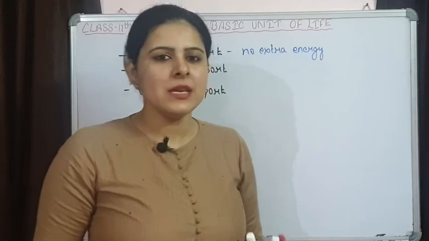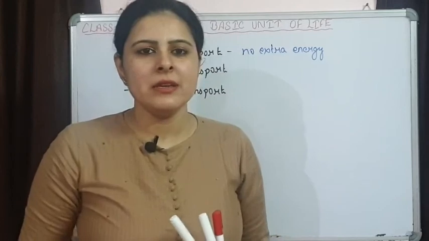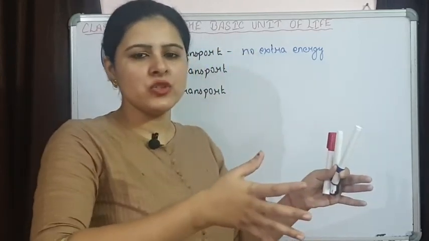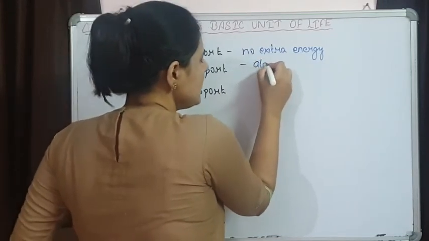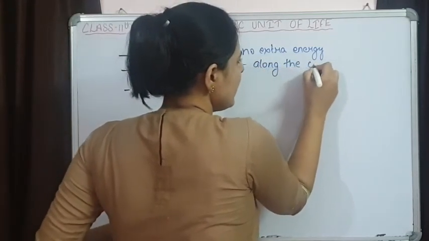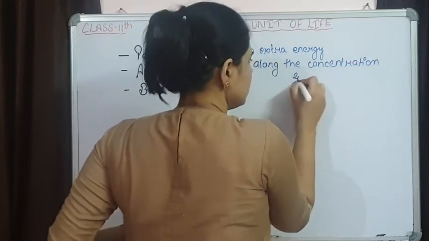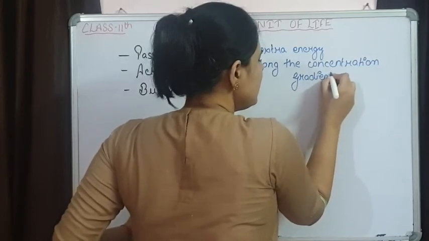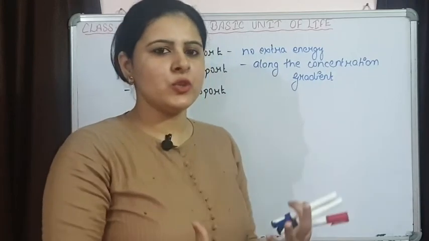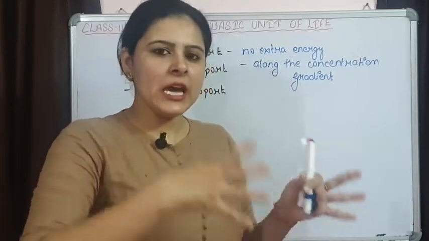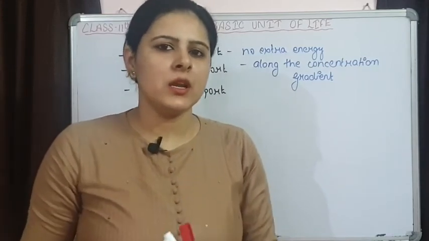And second thing is that passive transport occurs along the concentration gradient. That means from higher concentration of molecules to their lower concentration. So the movement is always along the concentration gradient. It simply means where the concentration of molecules is more, those molecules are having more kinetic energy, they are going to move to the area where their concentration is less.